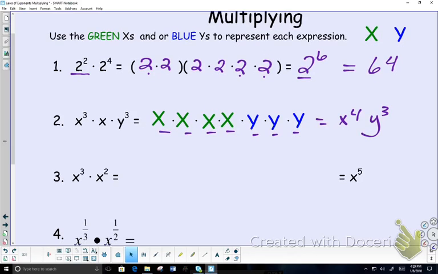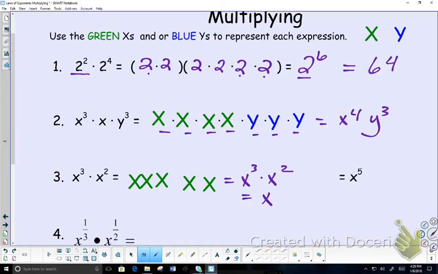Looking at the next one, we've got x cubed and x squared. So x cubed would be 3 x's, right? So x times x times x. And then I got x squared, which would be x times x, correct? And if you'll notice, we got a total of 5 x's. Well, if you haven't picked up on it yet, you could have gotten this by saying x cubed times x squared is the same thing as x, and you add your exponents anytime you are multiplying like bases.